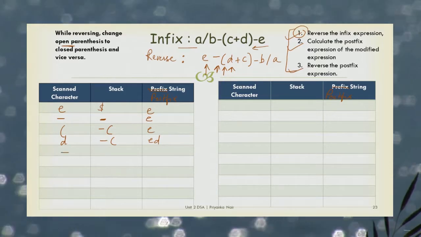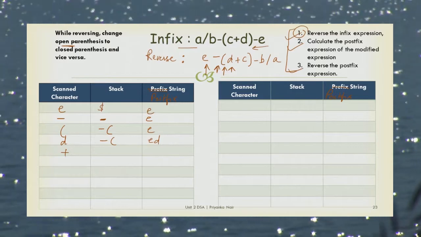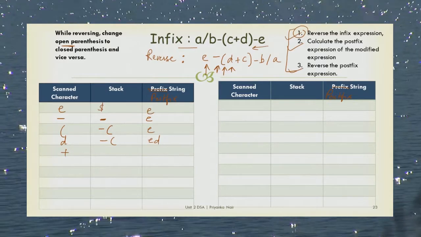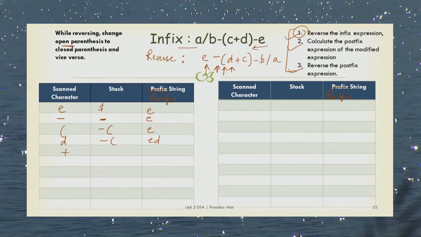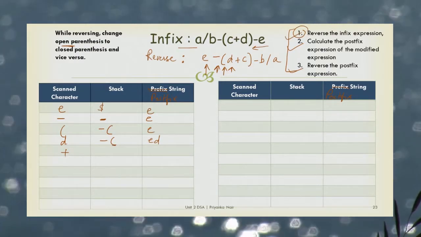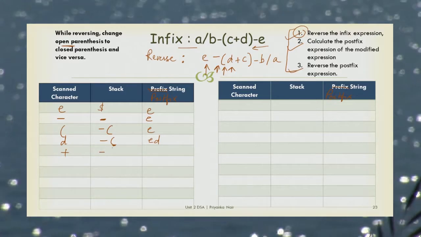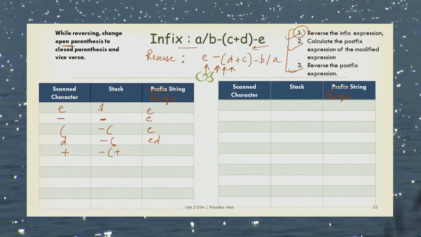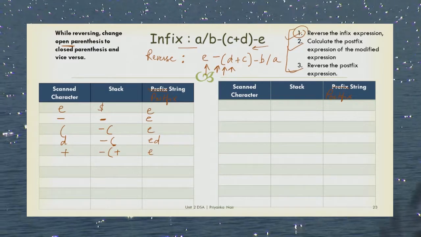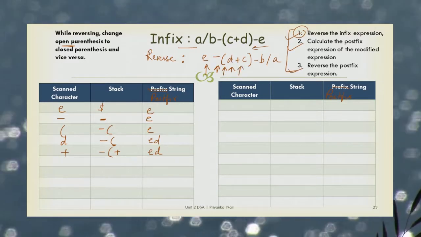Then I have the character as an operator, plus. We need to compare when the stack is not empty. We compare the scanned character to the top of the stack. Since we have a parenthesis on top, we do not have any precedence here. So we will directly push plus onto the stack with the postfix string remaining the same. So we have scanned till here.